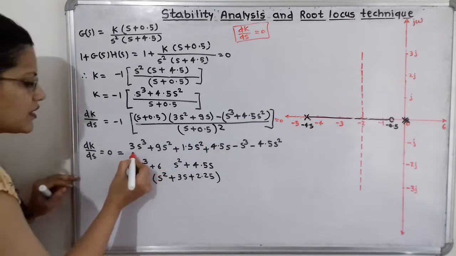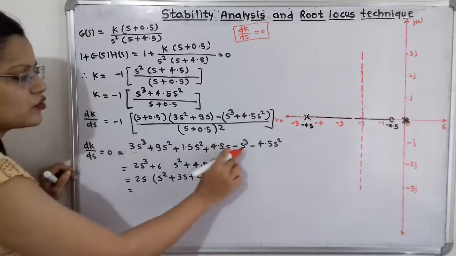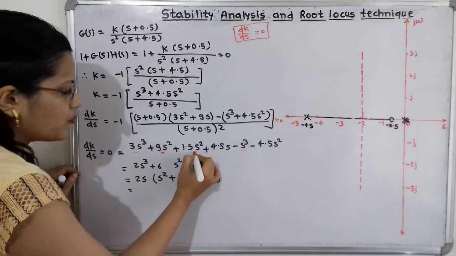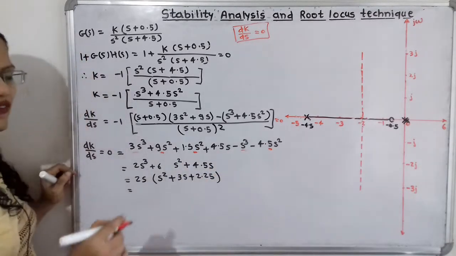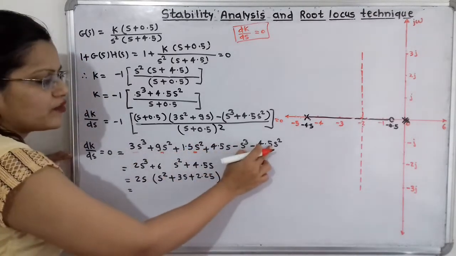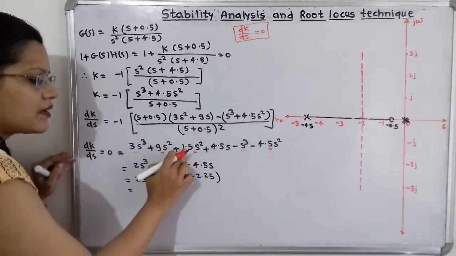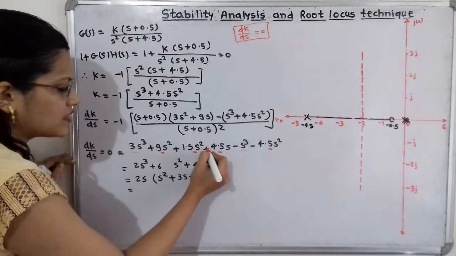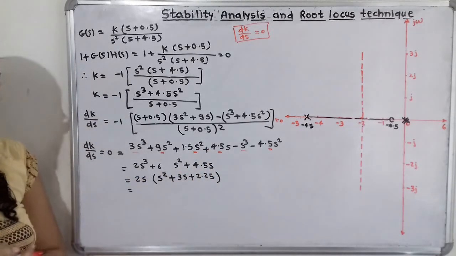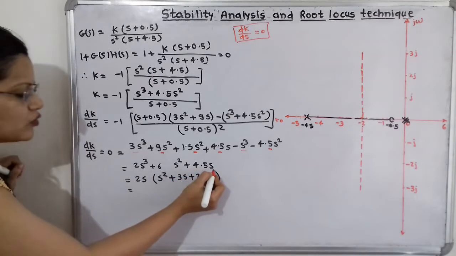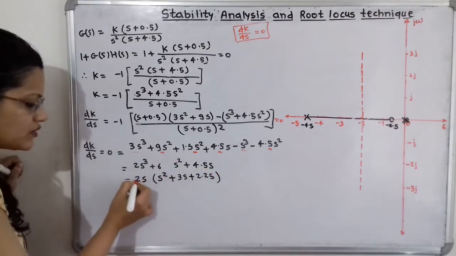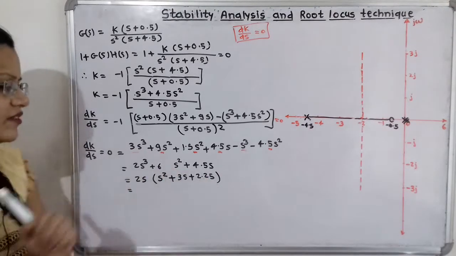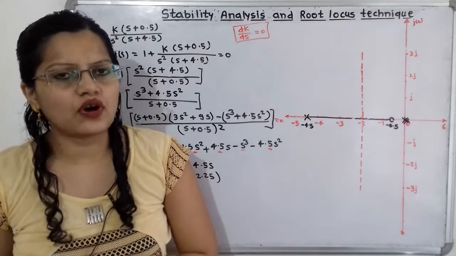Now if we observe, here are two terms for s cube, 3s cube minus s cube, that is 2s cube. Then 9s square, 1.5s square and minus 4.5s square. So 9s square minus 4.5s square, that is 4.5s square, plus 1.5s square, that is 6s square. And here 4.5s, that is plus 4.5s, we have to take as it is. Now I will take 2s as common from this equation, that is 2s inside the bracket, s square plus 3s plus 2.25. Now how can we solve this?